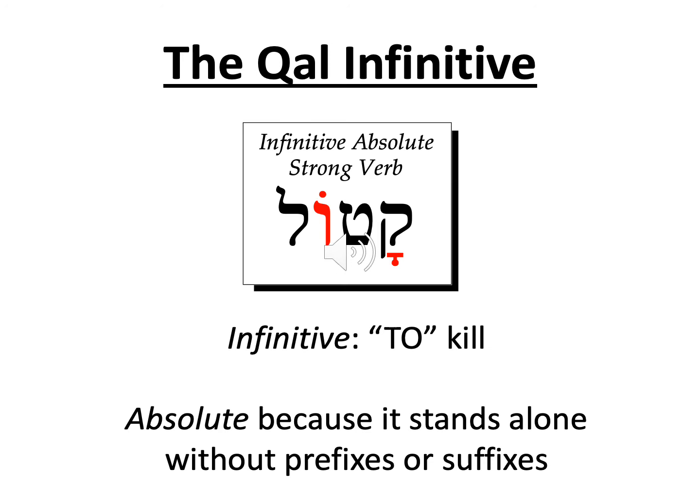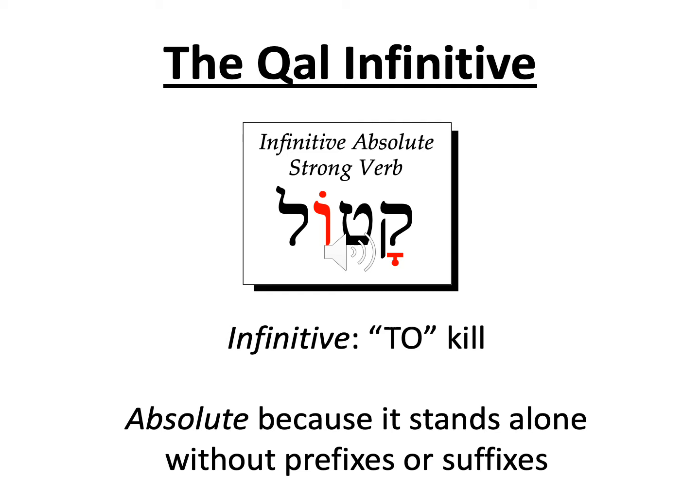We will begin with the Qal absolute infinitive. The infinitive, as in English, is often started with the word "to," as in "to kill." It's absolute because this form of the infinitive stands alone, without prefixes or suffixes. As you might guess, there are two forms of the infinitive. The infinitive is actually a verbal noun, and since nouns can be in both the absolute and the construct state, the infinitive will do the same.